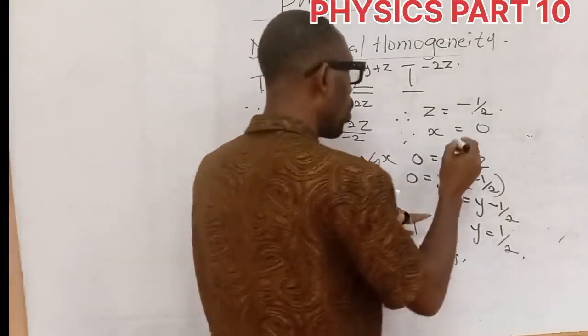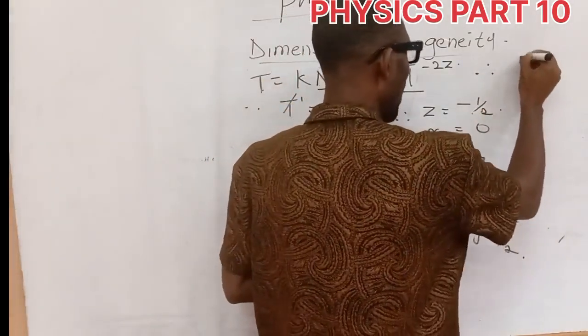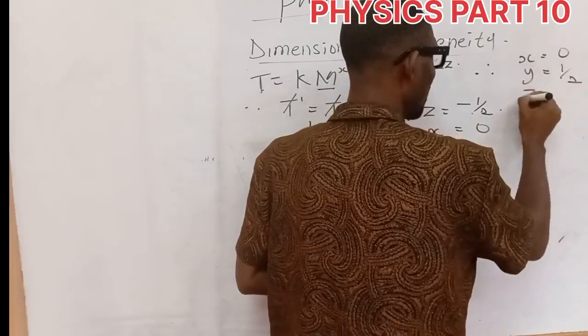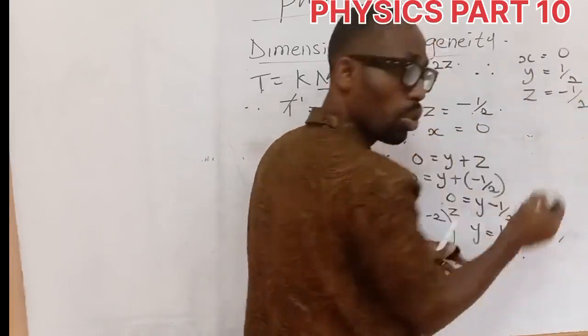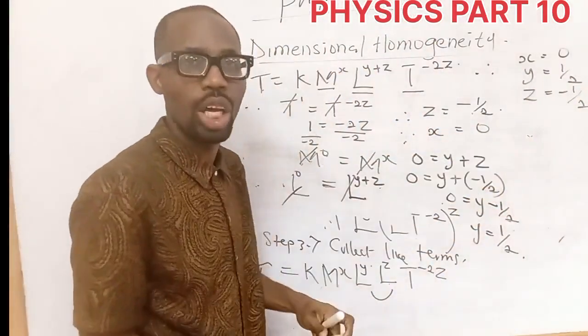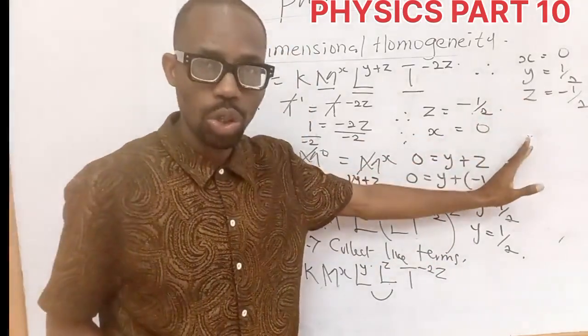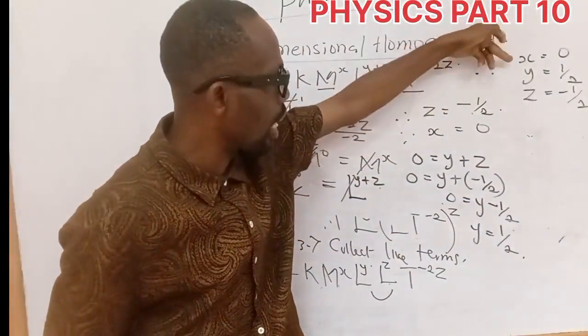So therefore, x is 0, y is 1 over 2, and z is minus 1 over 2. I hope you can see it. Good, you can see it. So z will be minus 1 over 2. With this, we've solved the first equation. We've gotten the values x, y, z.